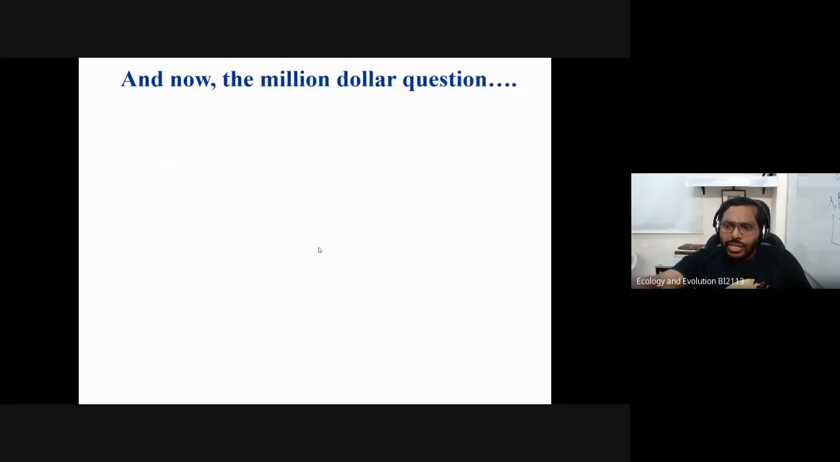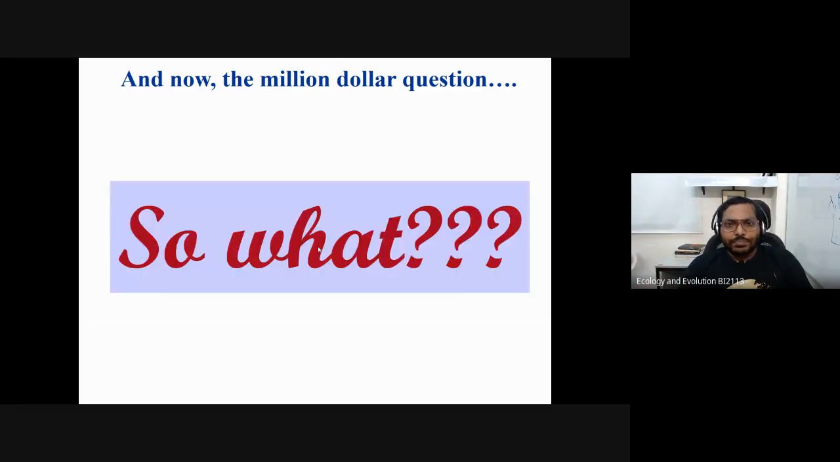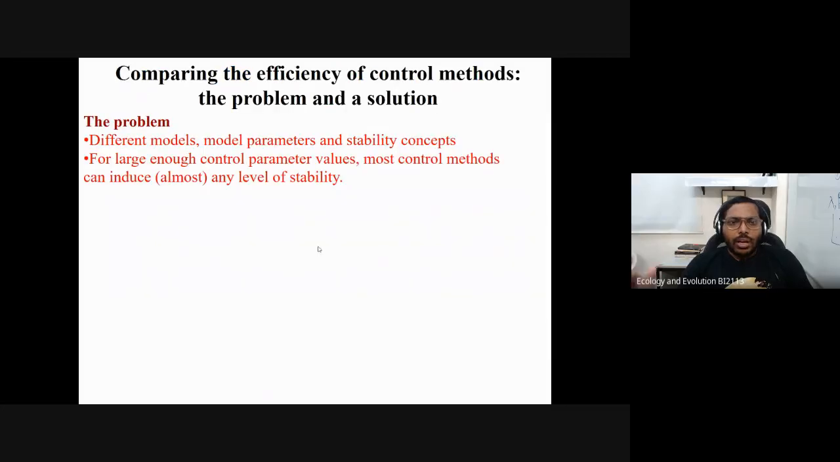And with this, we come to the absolutely million-dollar question. So what? Because what I talked to you about was one control method, and I gave you a nice account of how it has been empirically verified and how it is mathematically supported, and so on.